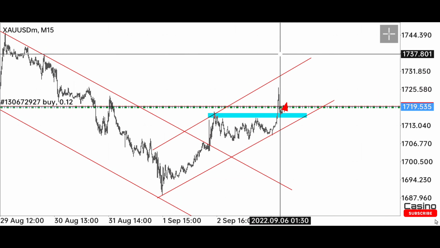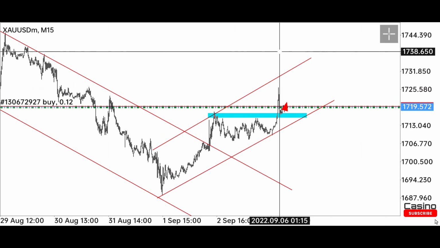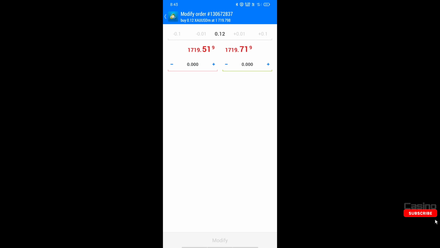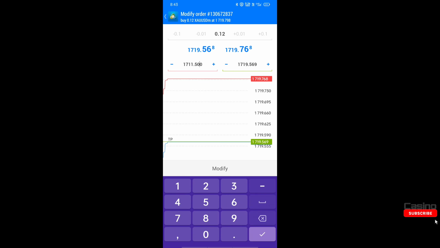Our target is outside this trend channel because the market can go towards a strong uptrend. The hope from this trade is that we should make good profit, because according to analysis, the market should go up.